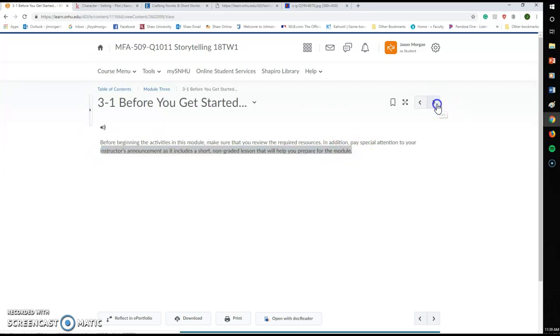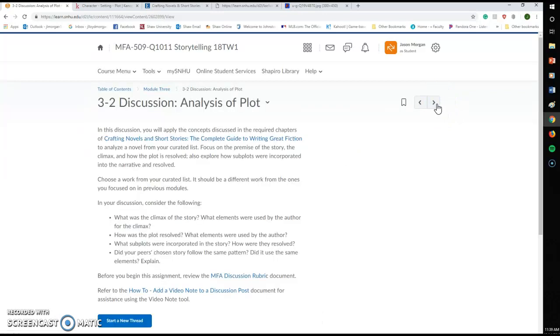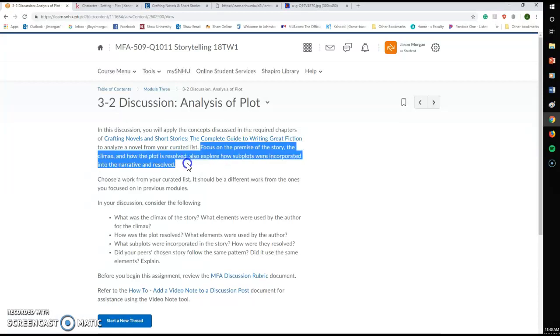Fantastic. Moving on. Let's talk about the discussion board. We have the discussion board in the general discussion, but we also have one in the module, and this is an analysis of plot. Using the concepts discussed in the required chapters, which I showed you how to access before, you're going to analyze a novel from your curated list. Focus on the premise of the story, the climax, and how the plot is resolved. Also explore how the subplots were incorporated into the narrative and resolved.